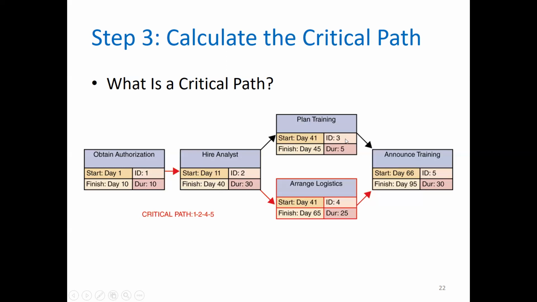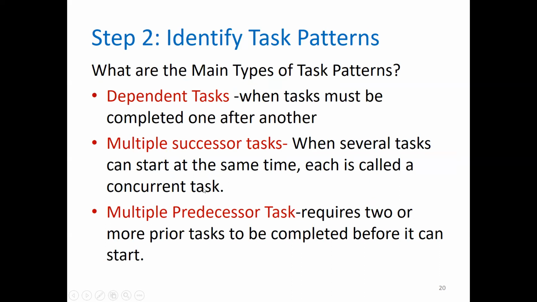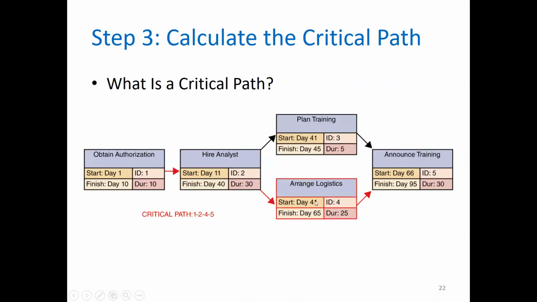Now, task ID 3 tells you to plan training. The planning starts on day 41 and finishes on day 45. While planning is taking place, another task takes place at the same time. What do we call this kind of task? Concurrent tasks. When several tasks can start at the same time, each is called a concurrent task. So you have another concurrent task called arrange logistics, ID'd as 4, which starts on day 41 and finishes on day 65, and the duration is 25 days.